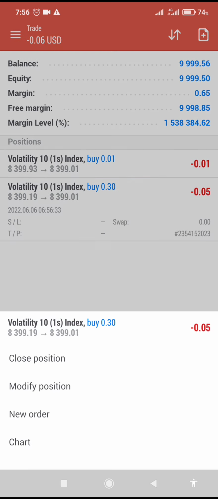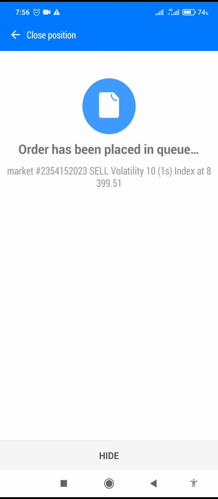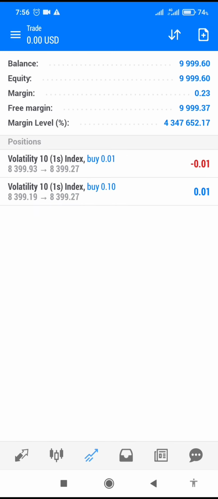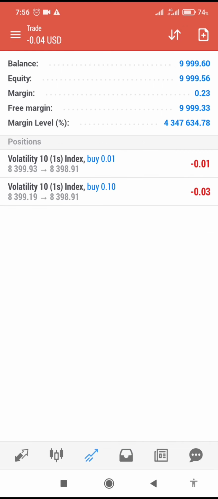All right, so I buy quickly. I'm going to close position, then reduce. You can see that I've reduced back to 0.20, and I have to close. So you can see that I'm left with 0.10. Now go and check history. So you can see that in this history, the last one below here, I've closed the trade with 0.04. Now that I've closed 0.04, what will happen when I close this trade running with 0.10?